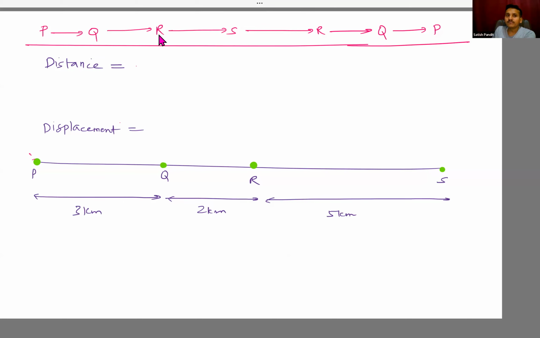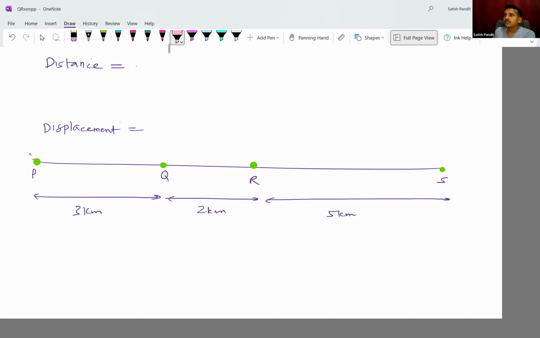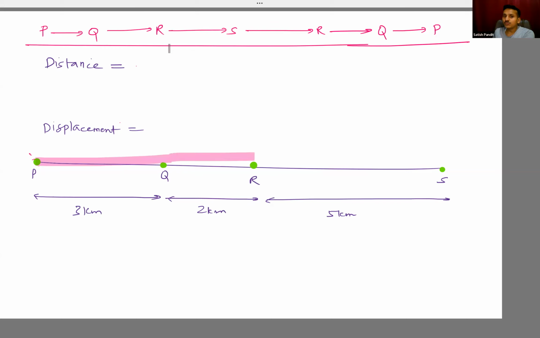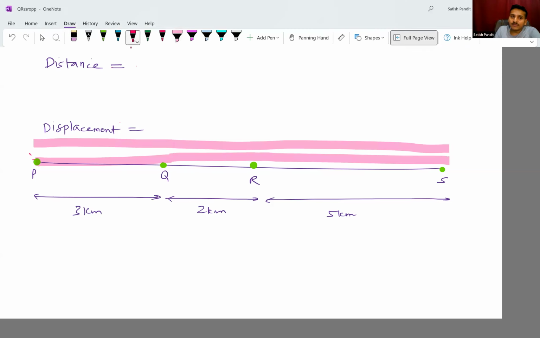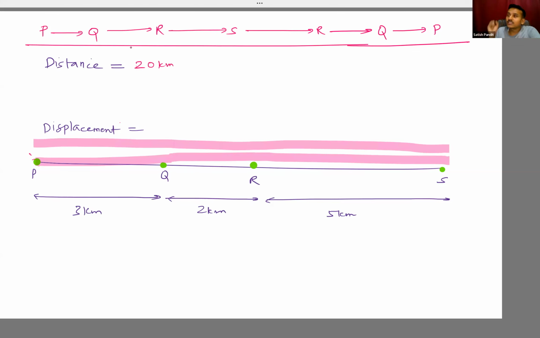Look carefully, everyone. P to Q is 3 plus 2 plus 5, 10, and again 15, 17, and 20. So distance is what? Total path length covered by the object or the body. So that is 20. I'm not going to write PQ plus QR, all those things. It's 20. I have shown you on the screen itself.